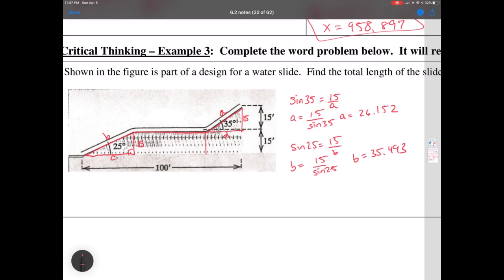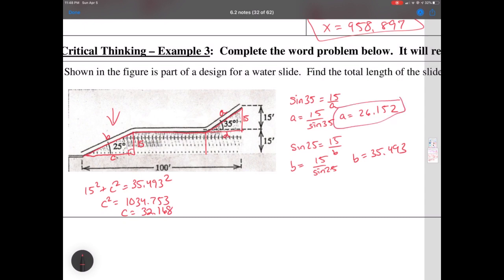So now we need to find sides C and D. Well, you can do this two ways. You can use Pythagorean theorem, or you can use trig. For the sake of time, we're going to use the Pythagorean theorem on one and the trig on the other, just to show both cases. So we'll find C first. So that means we'll use Pythagorean theorem to do this one. So we have 15 squared plus C squared equals 35.493 squared. So C squared equals 1,034.753. Take the square root of that, and C equals 32.168.